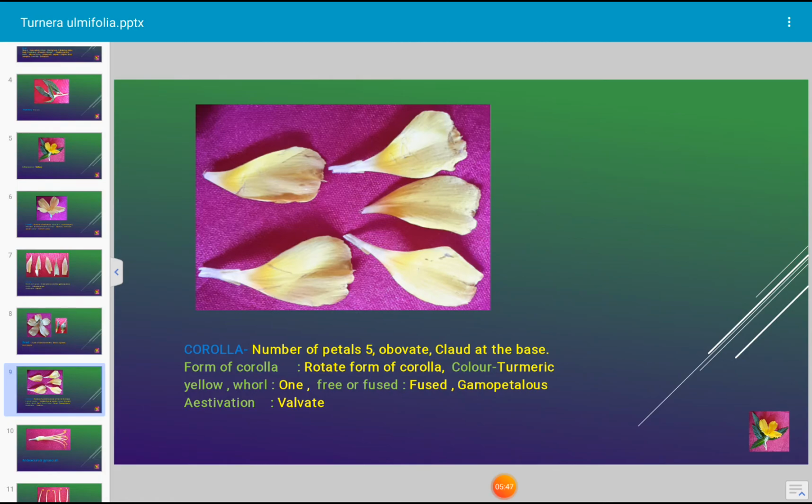And how many whorls are present? Petals are arranged in a single whorl, that is whorls 1. And petals are free or fused? Petals are fused in Turnera ulmifolia, hence gamopetalous condition is there. Aestivation, again it is valvate aestivation.